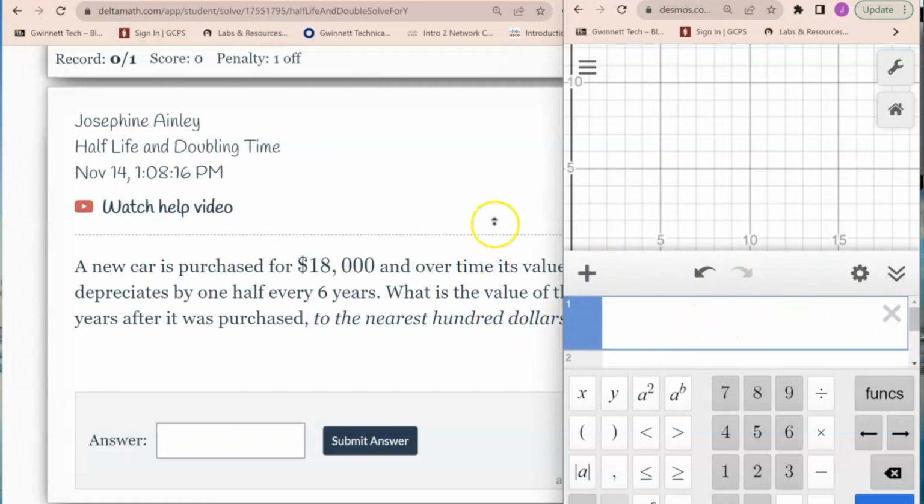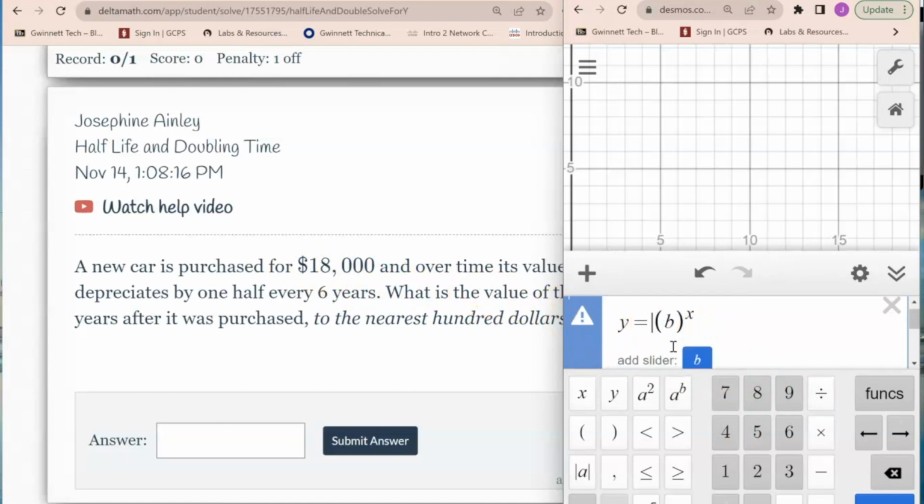All right, so a new car is purchased. So I'm going to write my general formula out. Y equals A, parentheses, B, raised, shift 6, to the x power so that we are aware of what it is. All right, so a new car is purchased. Okay, so where does that go? Is that my A, B, or X? That's going to be my A. So that's 18,000.